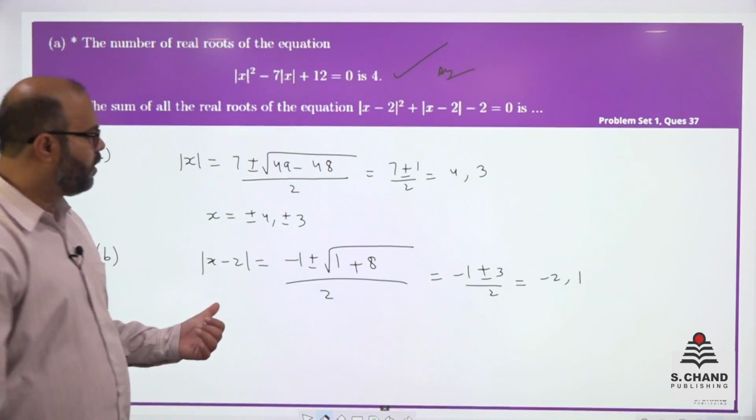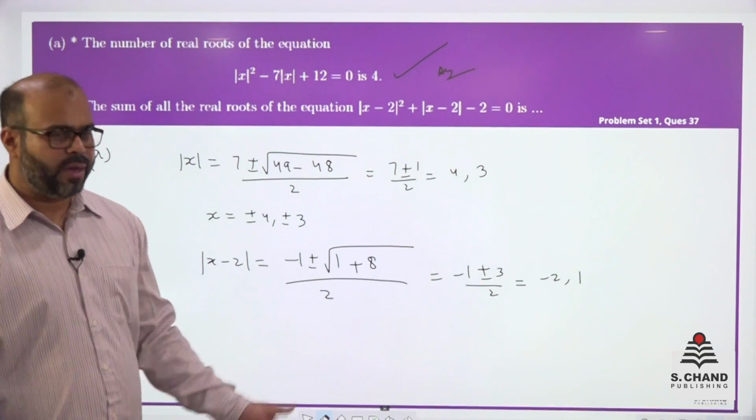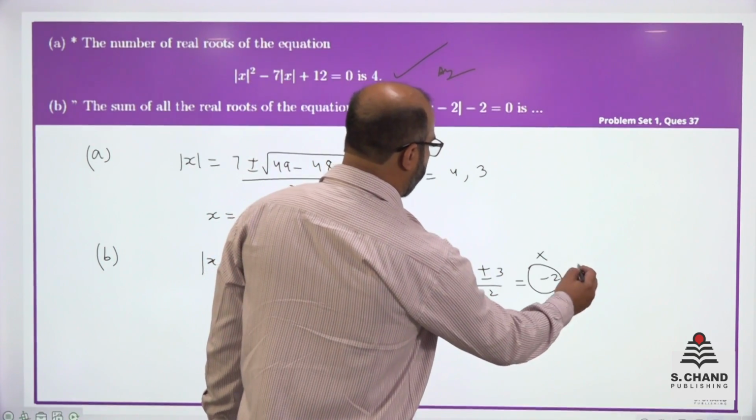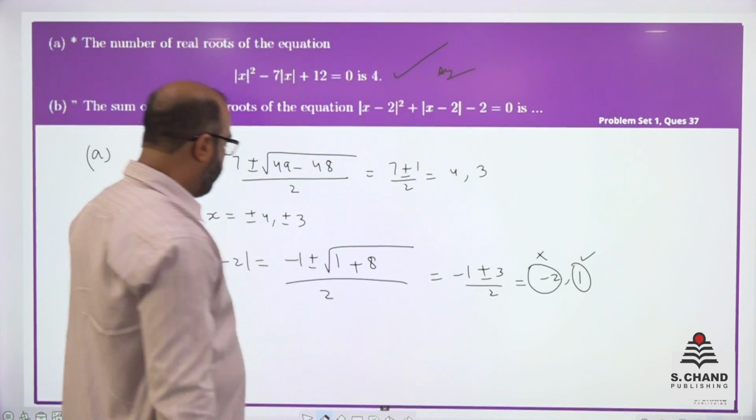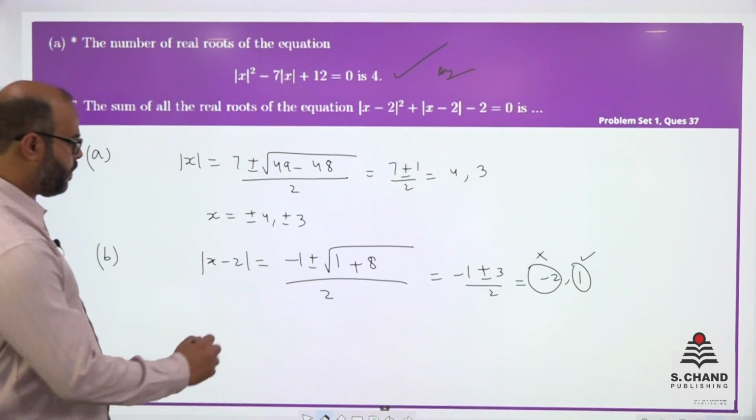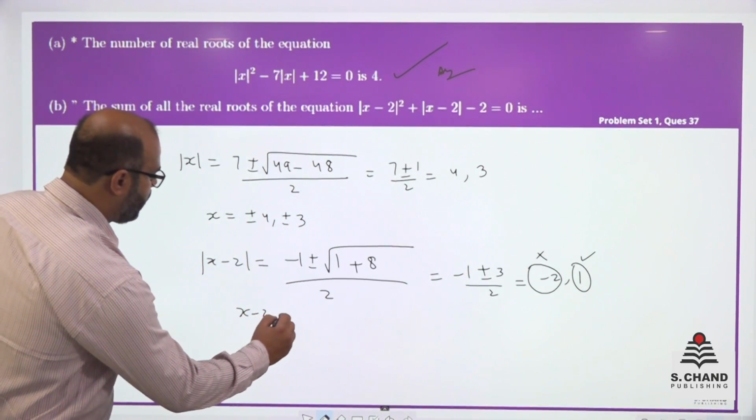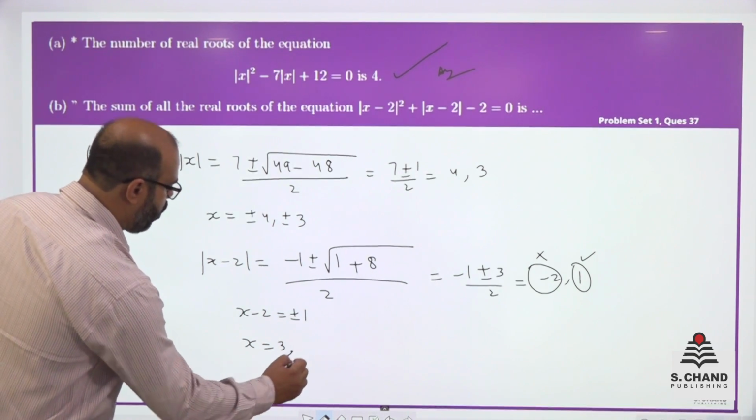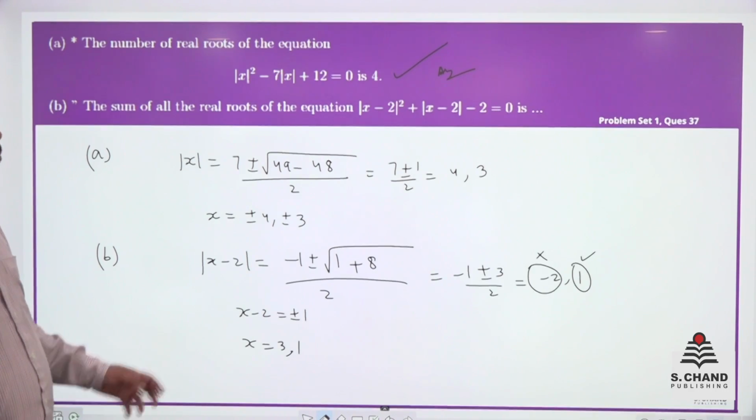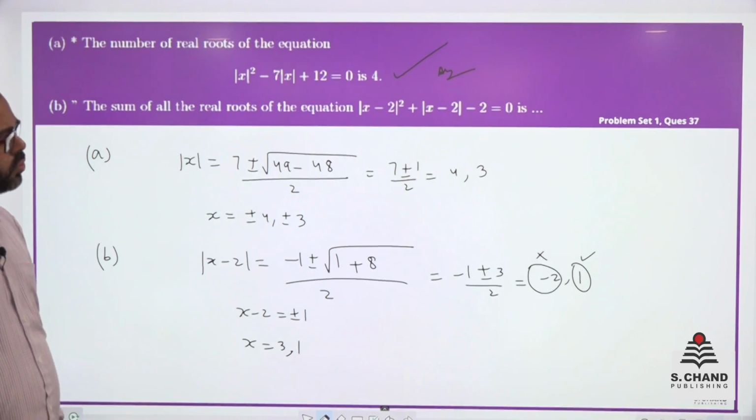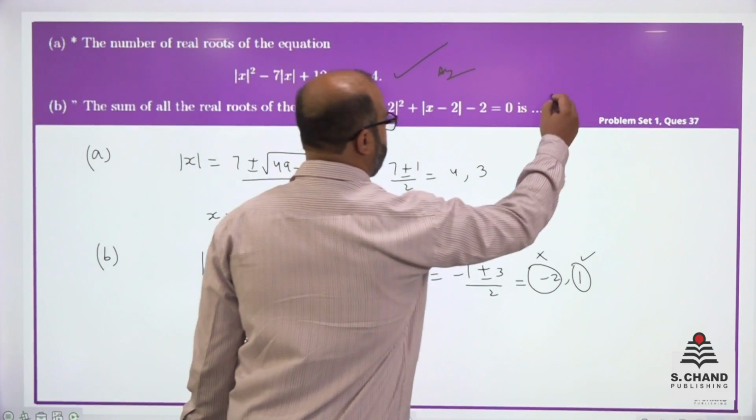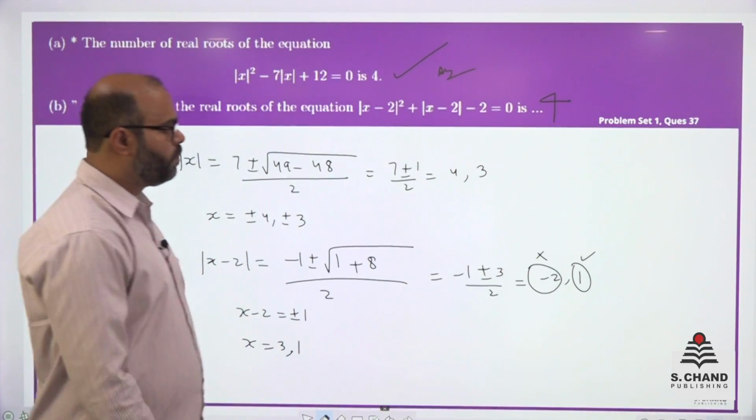Now mod of a value is not negative. So minus 2 you cannot take. You can of course take 1. So mod of x minus 2 equal to 1 is okay. So x minus 2 in that case will be plus minus 1. So x is equal to 3 comma 1. So these are the two values. So sum of all the real roots of the equation is 3 plus 1, 4. So you will say the sum of the real roots is 4.